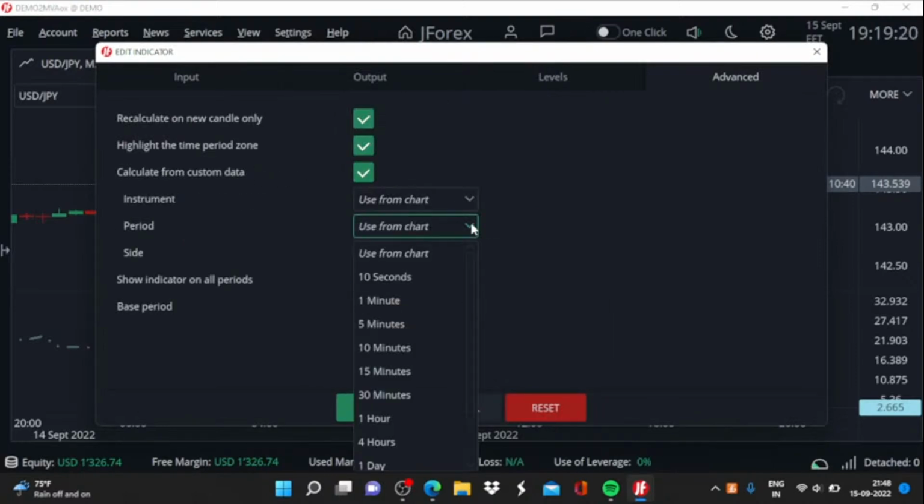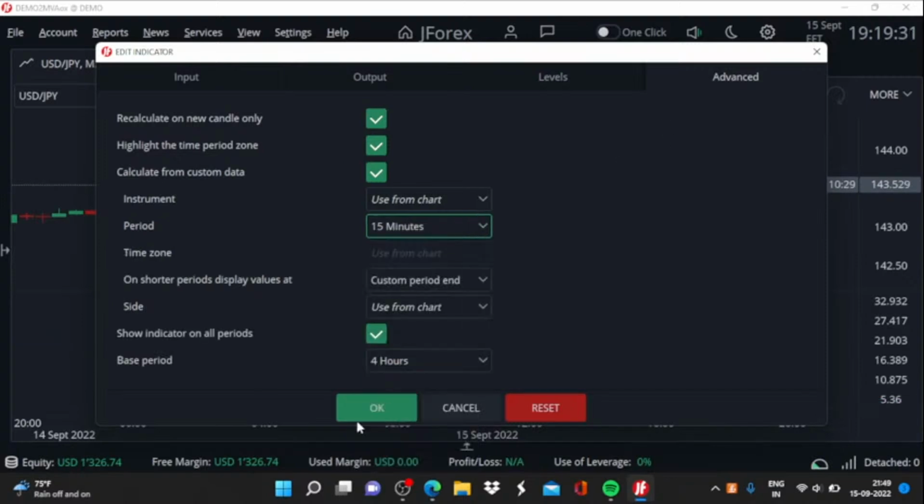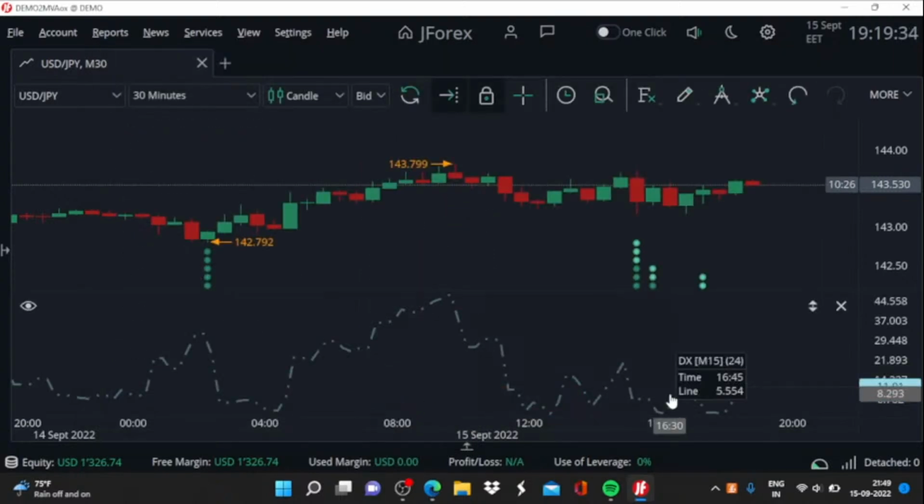But if you want the indicator to be calculated only for a fixed time frame regardless of the current candle's charting value, then you have to specify it, and only for that candle period the indicator will be calculated, regardless of what the candle period is as per the chart. So here the chart is of 30 minutes candle period, but the DX indicator is being calculated using the candle period of 15 minutes each. So that is the reference.